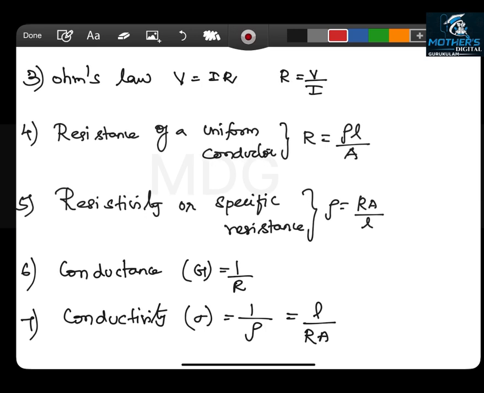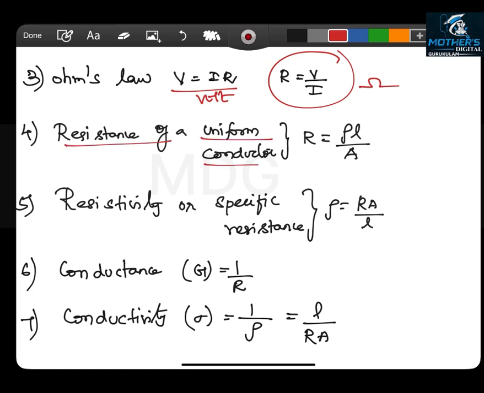The next formula is related to Ohm's law. We know that V equals IR. From this, I can rearrange my formula to get R. R equals V by I. The SI unit of V is volt and your R value is measured in ohm.